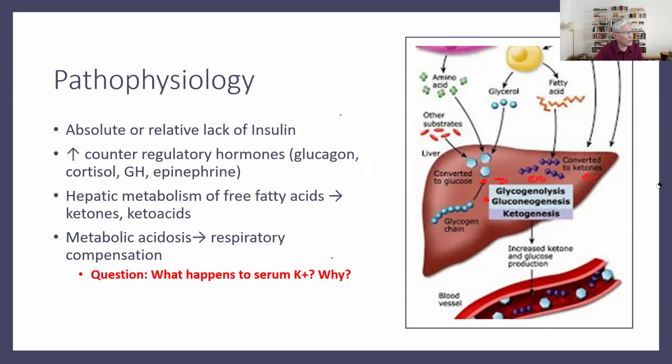All right, so what I have just told you is that diabetes mellitus is when there is an absolute or relative lack of insulin and an increase in the counter-regulatory hormones like glucagon, cortisol, growth hormone, and epinephrine, which is going to increase our sugar levels without a balancing increase of insulin levels. So whenever this happens, this is what's going to happen.